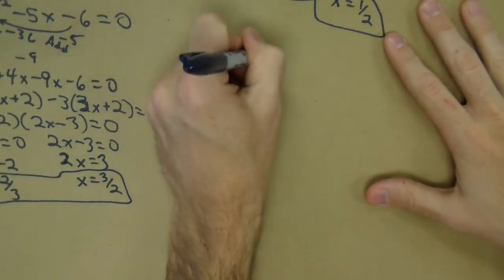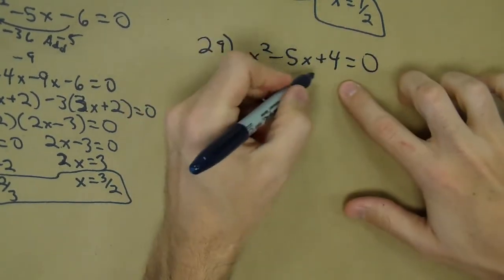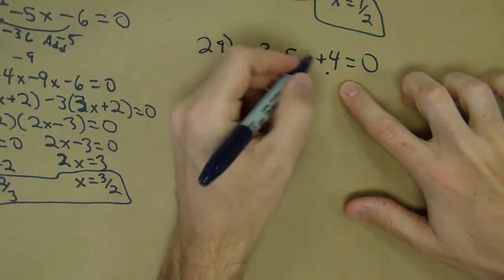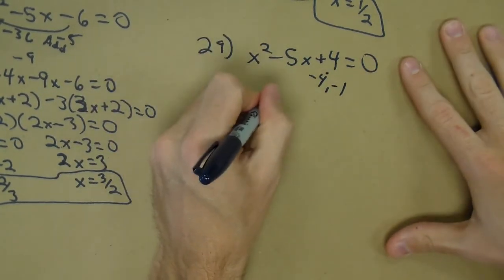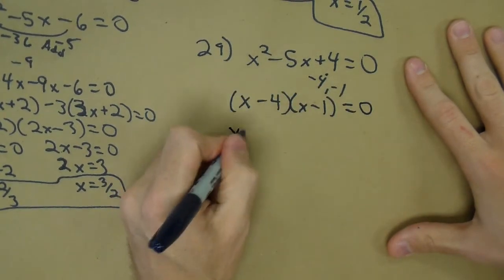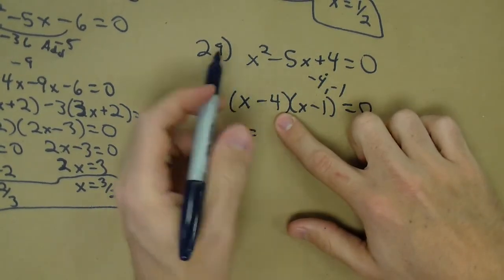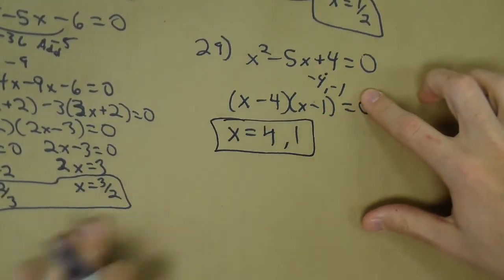For 29, we get x squared minus 5x plus 4 equals 0. We want to multiply to 4 and add to negative 5. Negative 4 and negative 1 would satisfy that. So we can do x minus 4 and x minus 1. Set that equal to 0, and I get 4. That equals 0, I get 1. So it's 4 and 1.